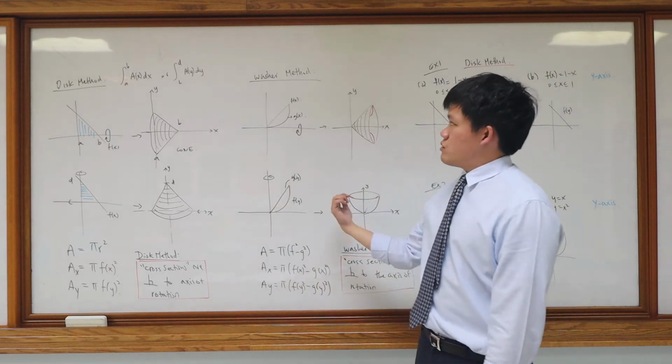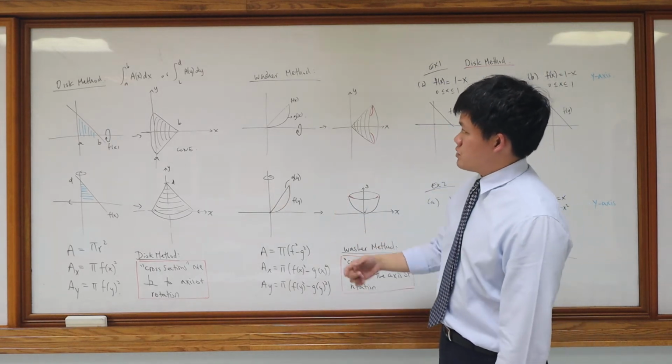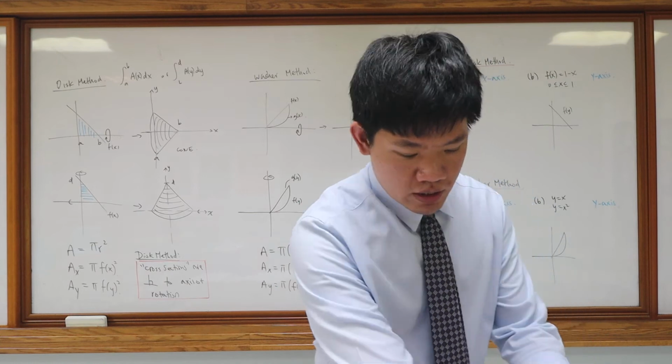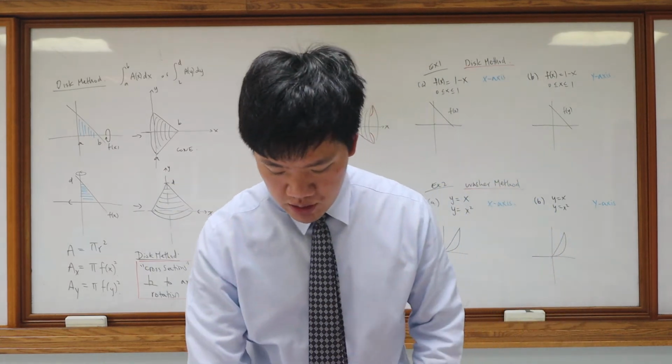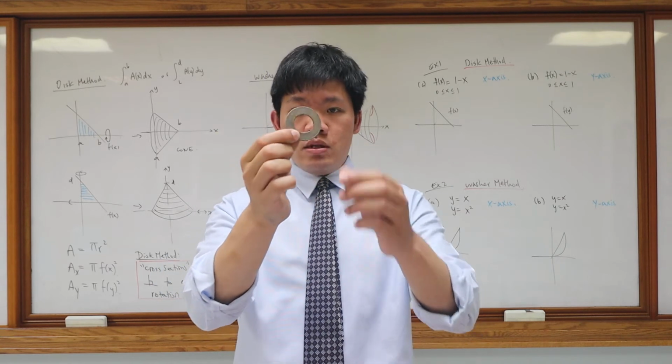Okay, so likewise for the washer method, it's very similar. In that case, we call it a washer because when we have something like this, for example, this is what a washer looks like. Okay, this is a washer.